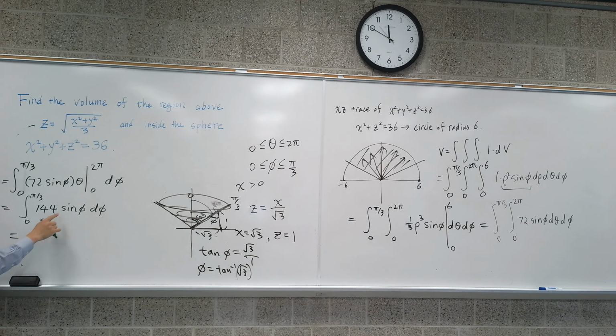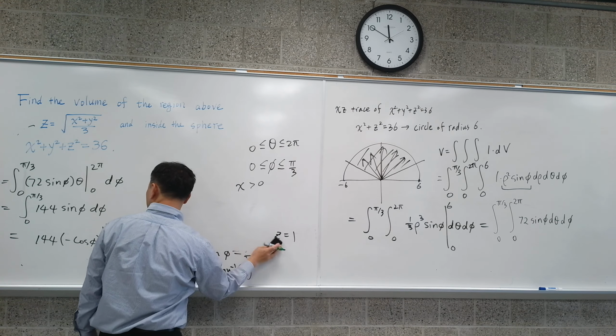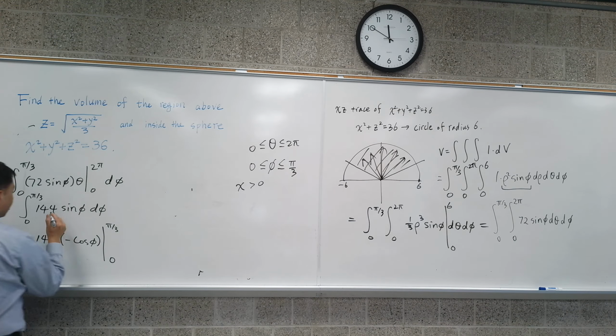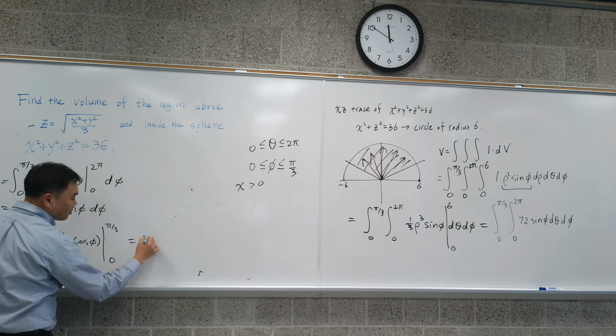Now you're almost there. Sine phi integrates to what? Negative cosine phi, right? And then you plug in pi over 3 and 0. What did you plug 2 pi into? 2 pi goes into theta, right? Is there a pi? Good catch. So there's a pi there. I only multiplied by 2 and forgot the pi. All right, so there's 144 pi.